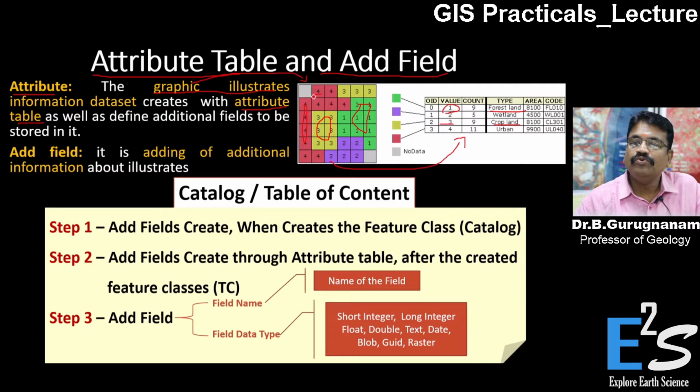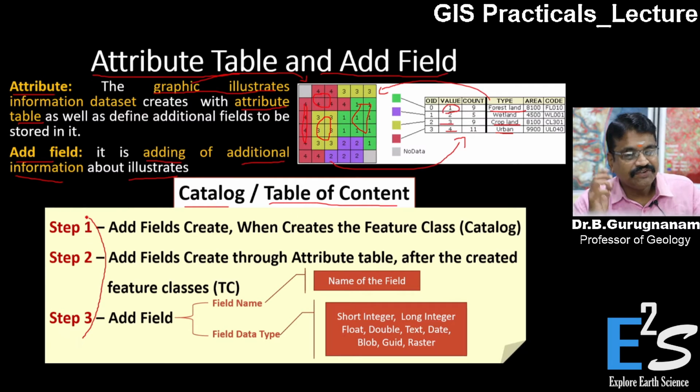You see this is 4. There are 11 counts of urban area. So the type of land is represented in different colors. You can also add a field after preparing this. If you are doing any more interpretation, you can add a field for additional information. Now we will see catalog and table content.